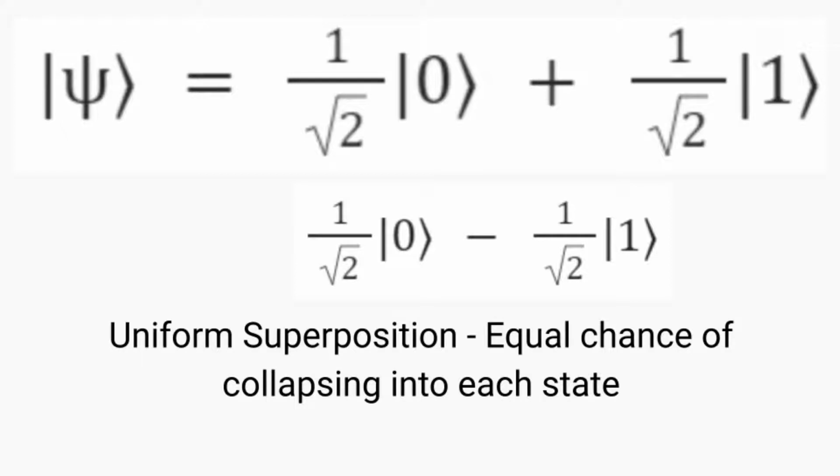One superposition-specific term to cover is uniform superposition. Uniform superposition is simply where a quantum state has an equal chance of collapsing into each separate state. So above, we can see that in both cases, I have a 50-50 chance of landing in the 0 state and the 1 state. However, this can also be applied to multiple qubits where, say, you had 4 states that the quantum state could collapse into, then each state would have a 25% chance of being collapsed into when measured.